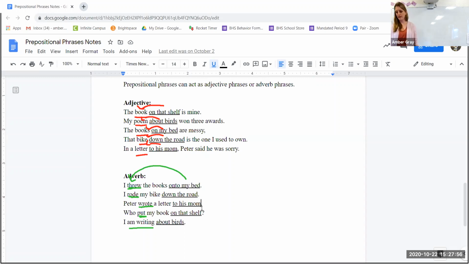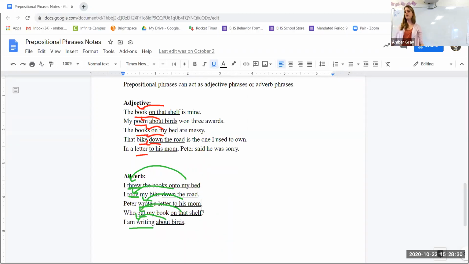Rode is the verb. I rode my bike down the road. That's describing the verb rode. It sounds weird in my head because road and rode are two homonyms. They sound the same, but they're two different types of words. Peter wrote a letter to his mom. To his mom is describing how he wrote. And who put the book on my shelf? On the shelf is modifying put, and about birds is modifying am writing.